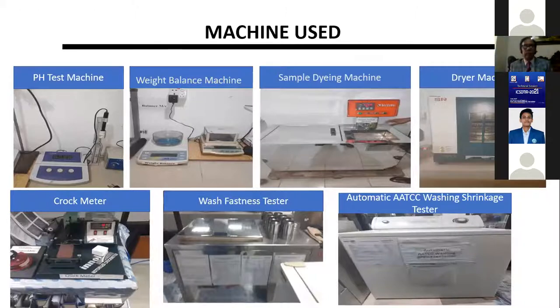Here are the machines we used: pH test meter, weight balance, sample dyeing machine, dryer machine, crock meter, wash fastness tester, automatic AAT, CCS, and washing shrinkage tester.